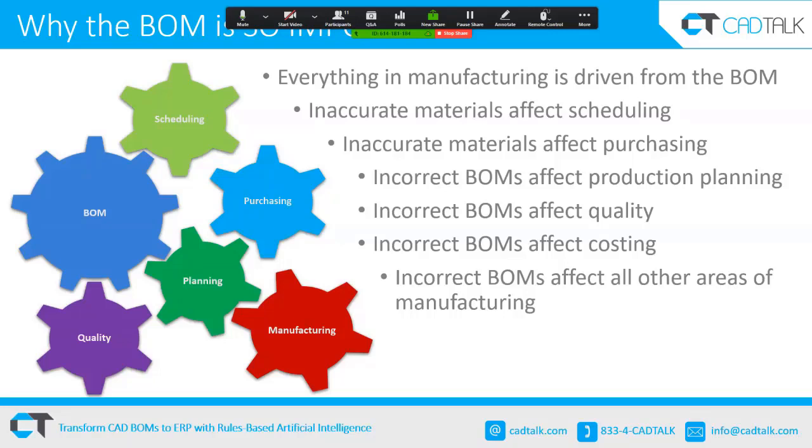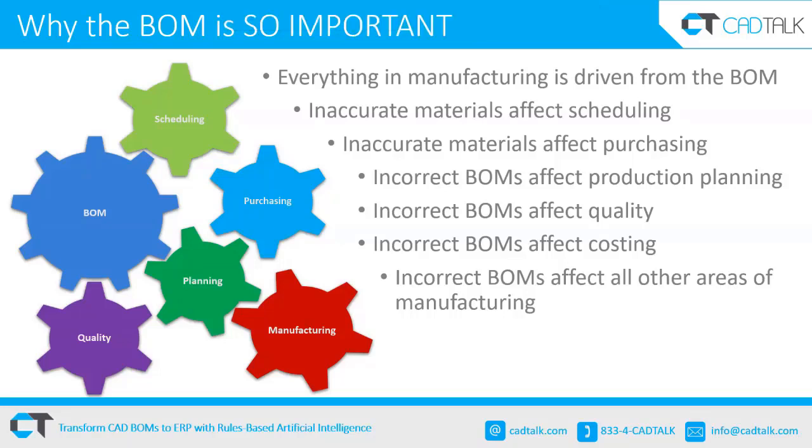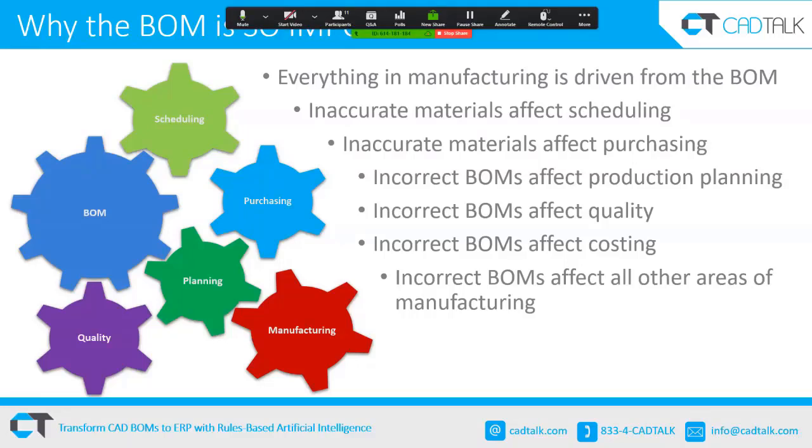It's going to affect purchasing, right? You're buying the wrong products or maybe the wrong revisions of those products. It's going to affect your production planning, your quality, right? Could potentially suffer if you're using parts that aren't quite to the right rev level, which is going to have trickle down into customer satisfaction. It's going to affect your costing, and it's also going to affect really every other area of manufacturing. So that's why the bill of material is so critical. And I think we all know that.